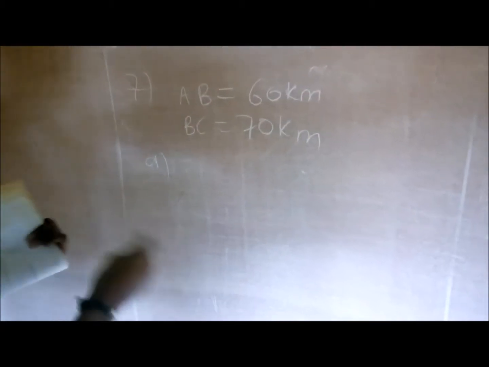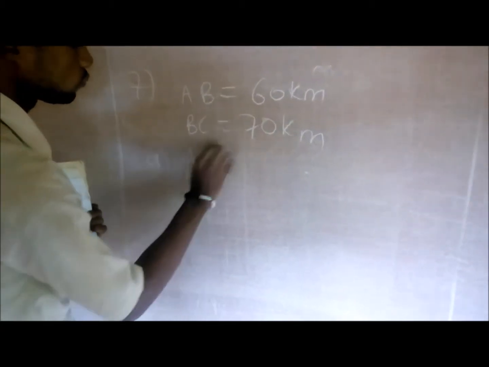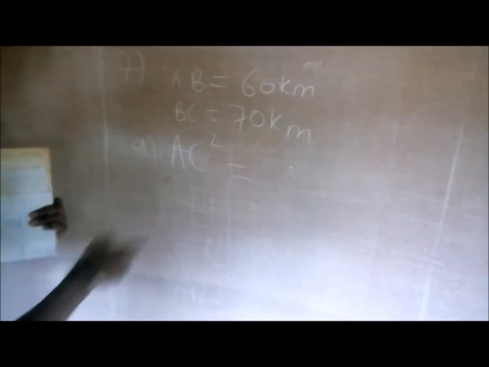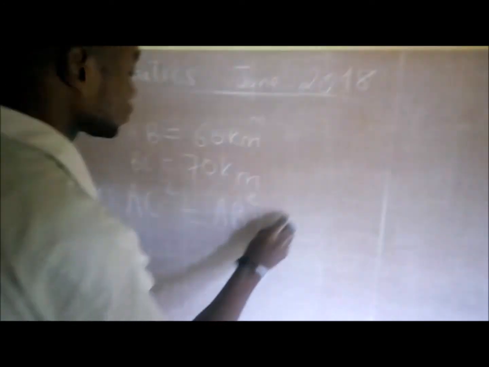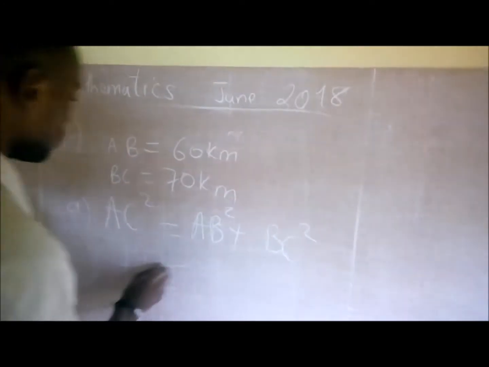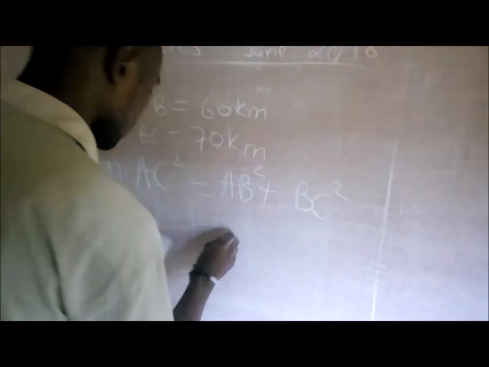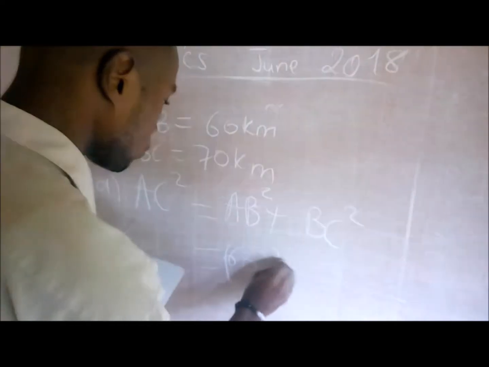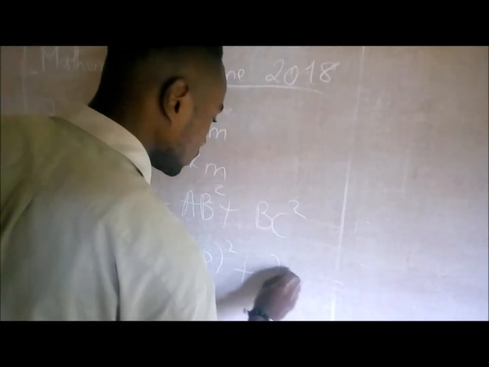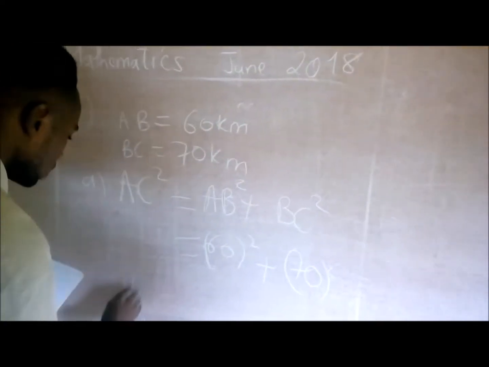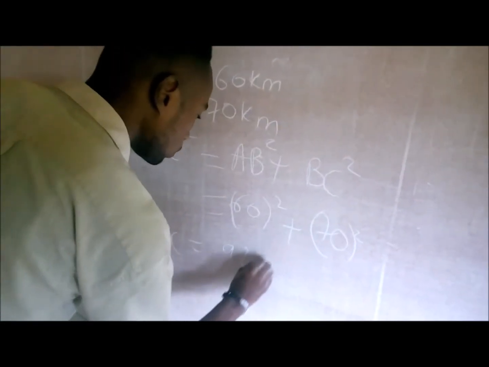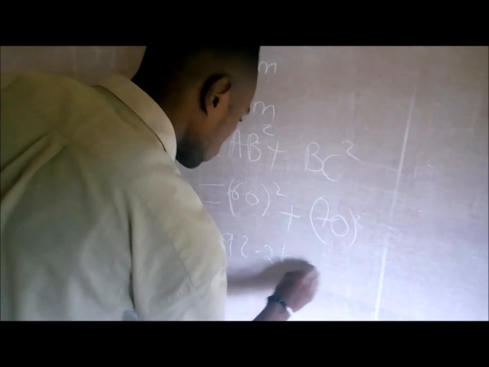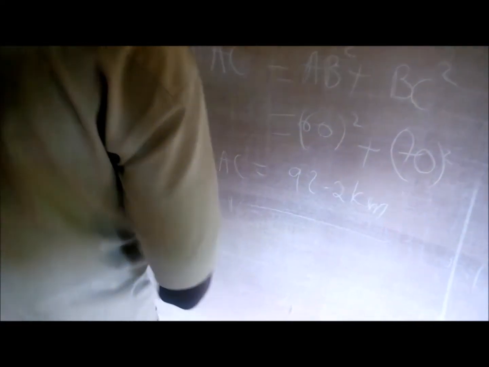This one is normal. You just use your formula of Pythagoras theorem. That means AC squared equals AB squared plus BC squared. You have 60 squared plus 70 squared. When you do your arithmetic, then you take the square root of this, you have 92.2 kilometers.